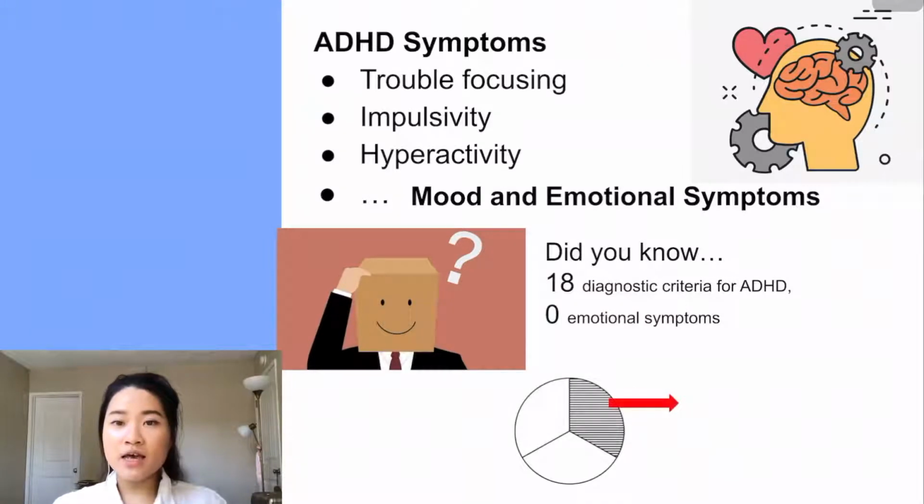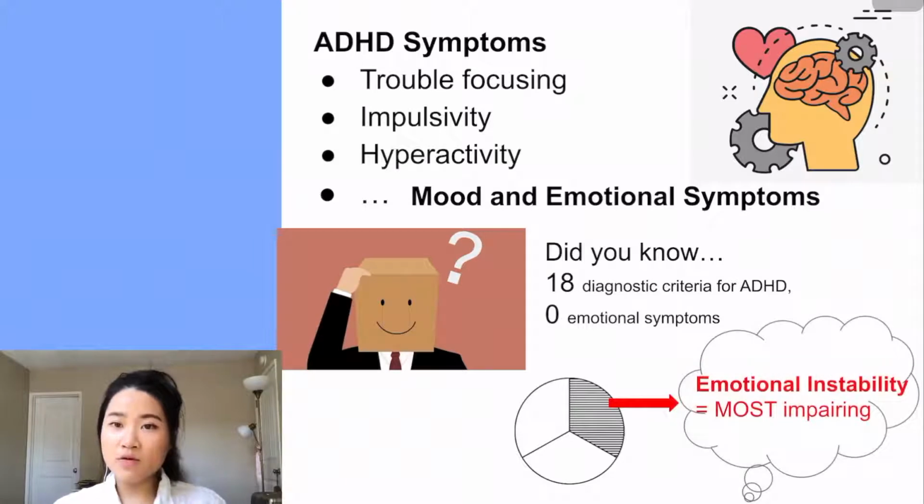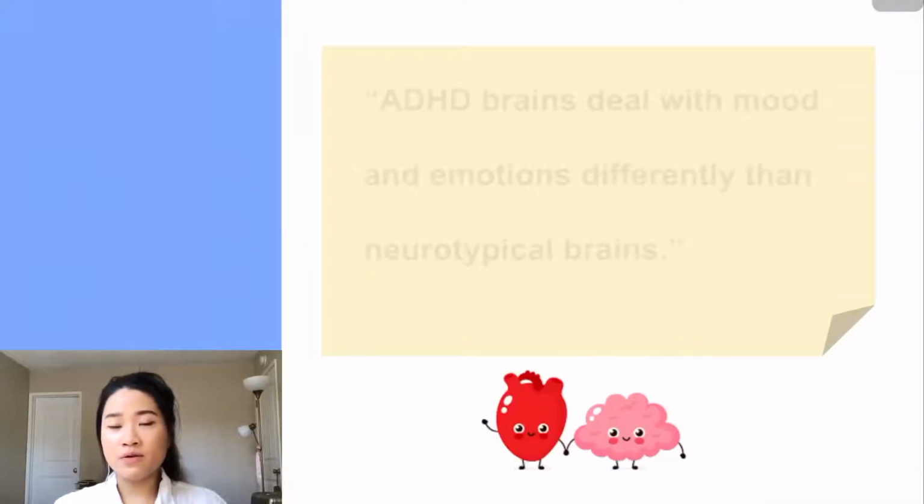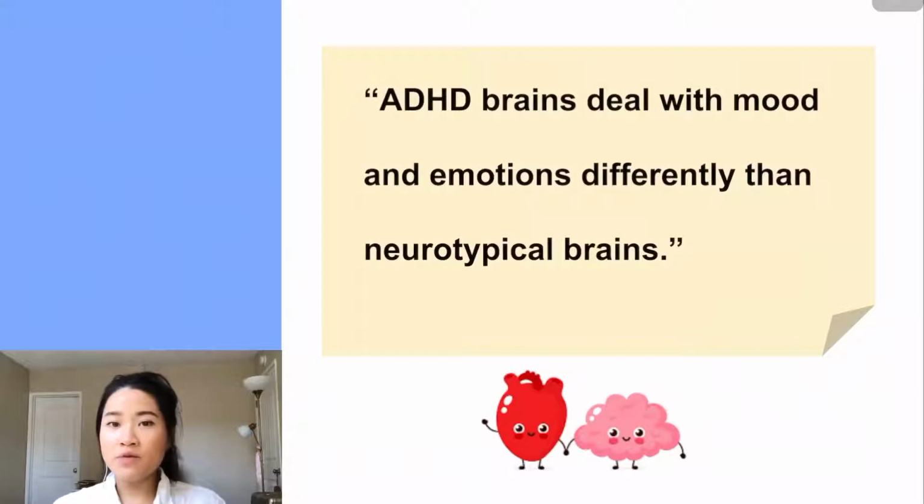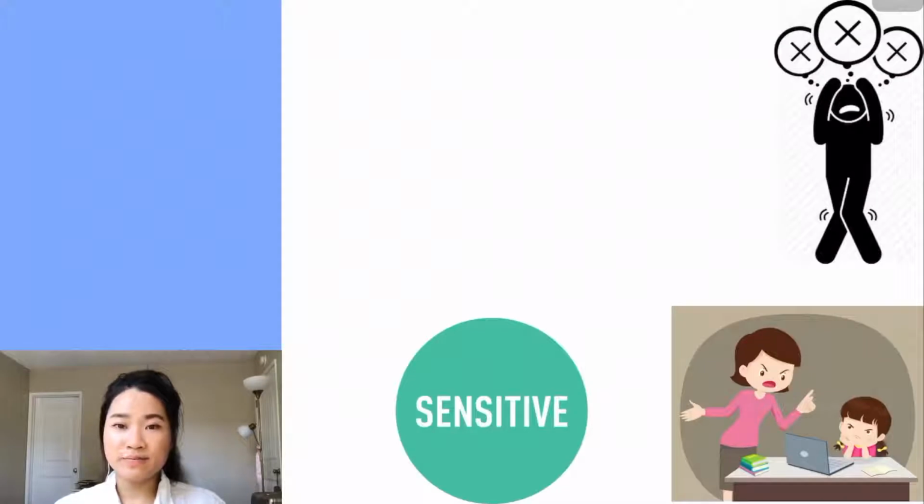Yet, nearly a third of adolescents and adults with ADHD list emotional instability as one of the most impairing aspects of the condition. Therefore, it is important to also know that ADHD brains deal with mood and emotions differently than neurotypical brains. This way, you can handle your child's emotions more effectively with our science-based strategies.